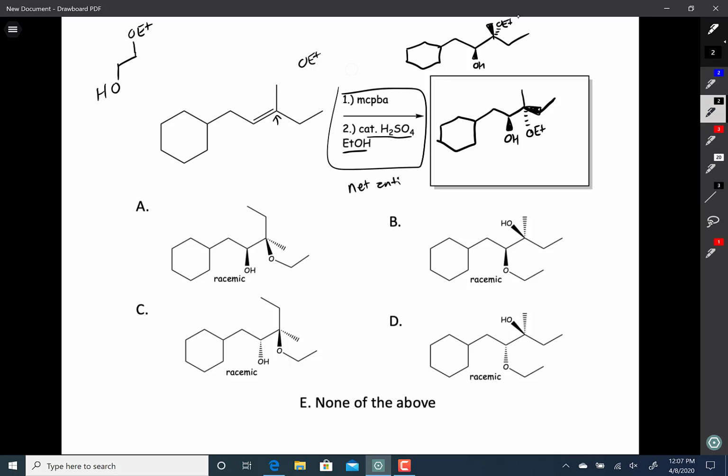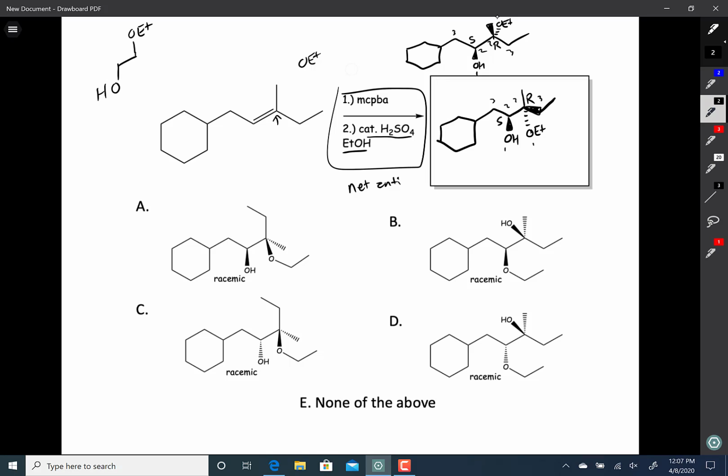To kind of prove that to you, 1, 2, 3. That's an S chiral center. 1, 2, 3. That's an R chiral center. 1, 2, 3. That's an S chiral center. 1, 2, 3. It's a little harder to do. That's an R chiral center. SR, SR, doesn't matter.